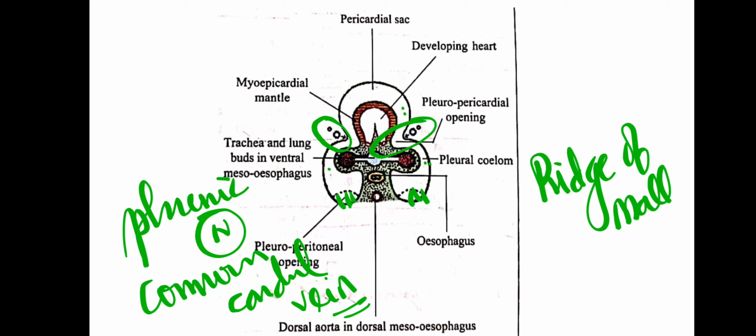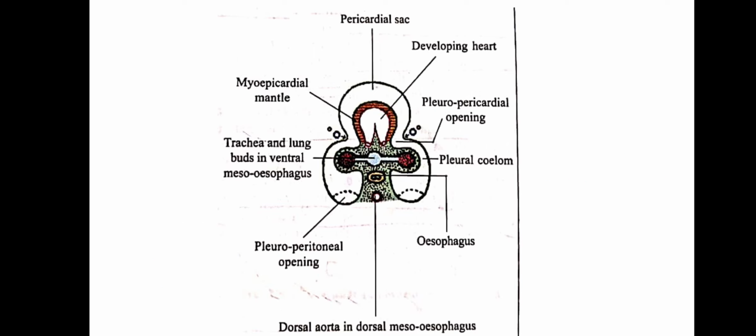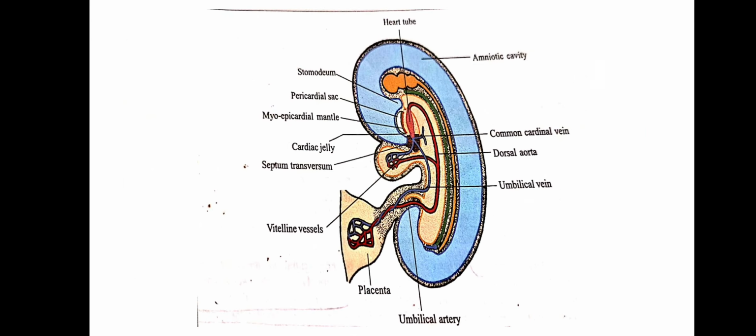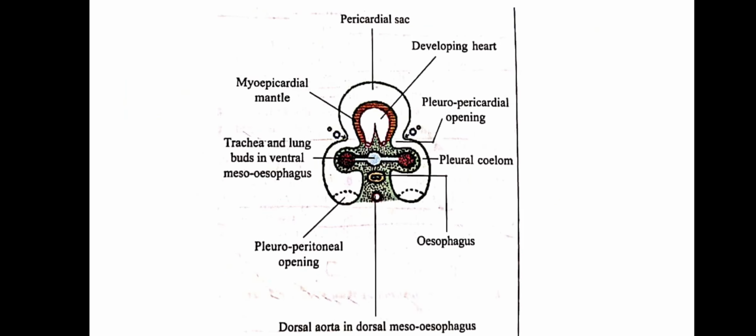Okay, so here you can see the esophagus. Can you see the esophagus here? And we have the mesoderm in front of the esophagus, that is here, ventral mesentery, and mesoderm in the back of the esophagus, that is here, dorsal mesentery of the esophagus.